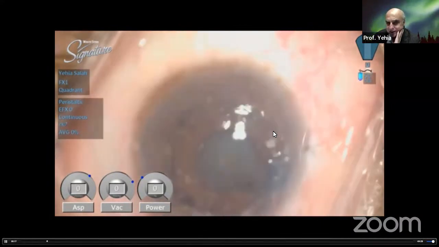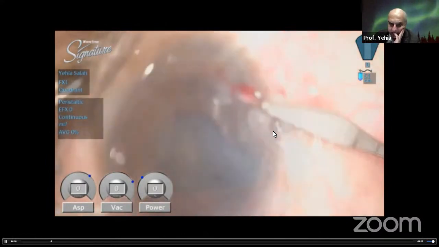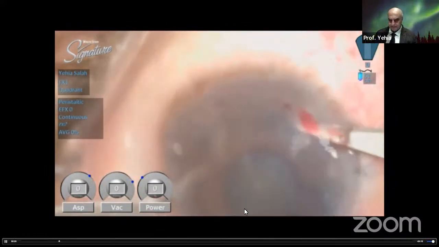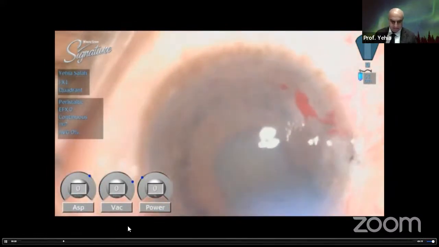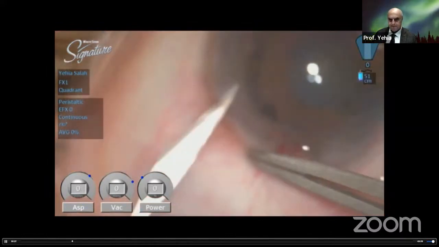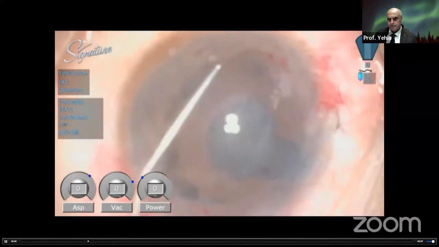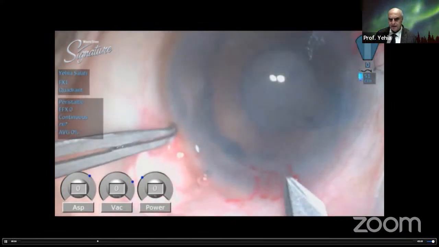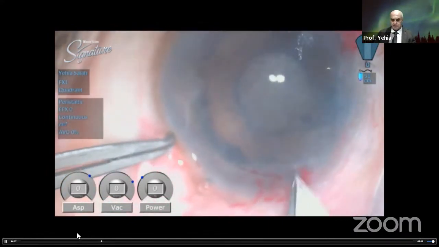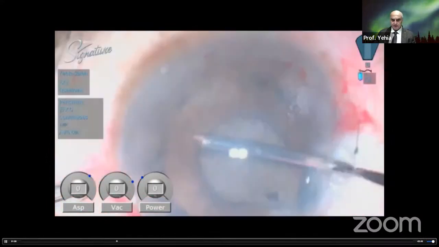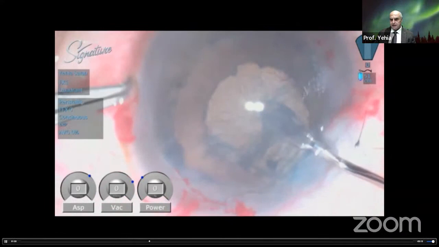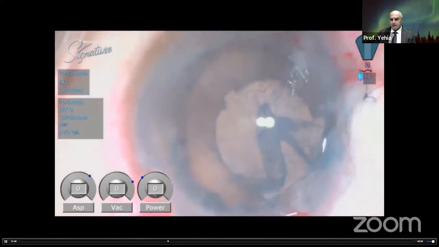So to see that during the surgery, you have to scrape the epithelium. Doing viscodissection of the peripheral anterior synechia. Dissecting the synechia. Capsular axis.